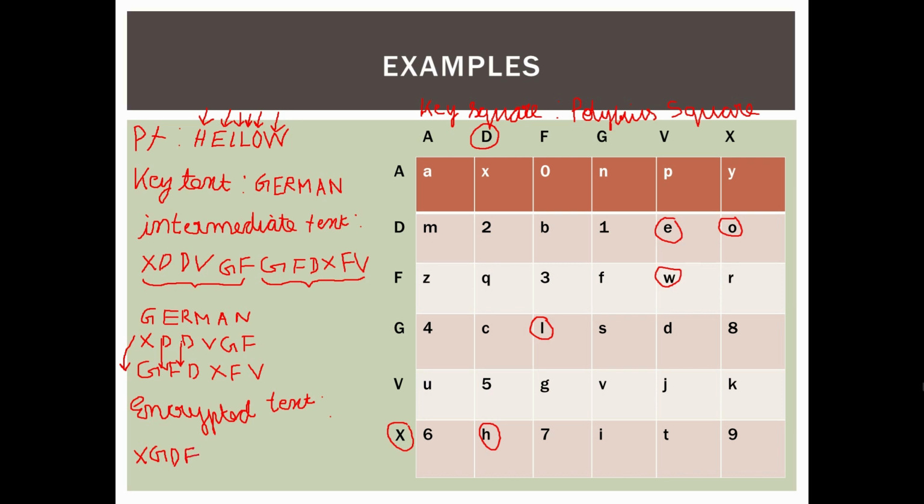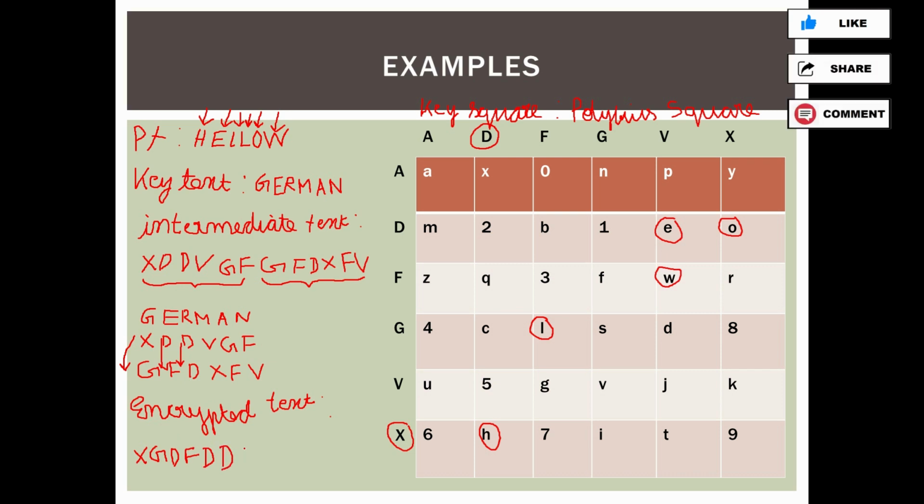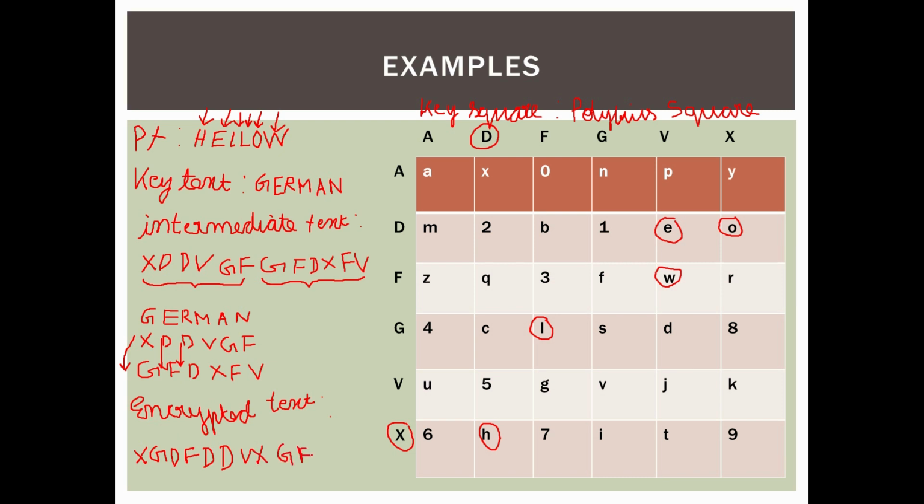and then write double D, and then write VX and GF, FV. Okay, so this is the encrypted text. No, this is actually wrong, because we forgot to mention one thing: before writing in this format, you should go by alphabetical order.